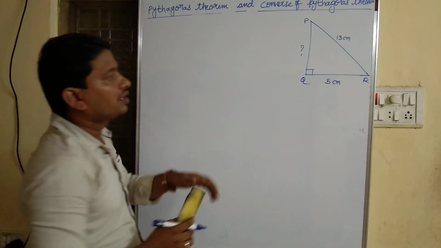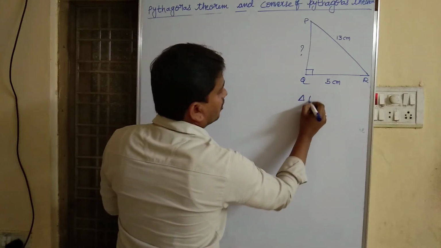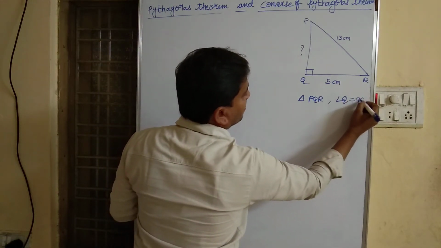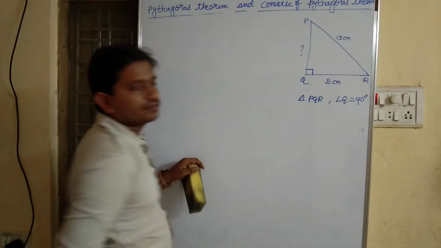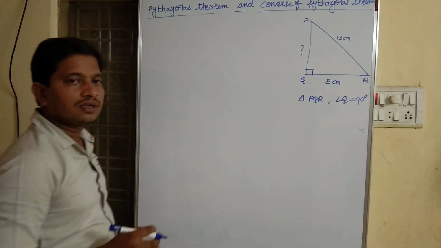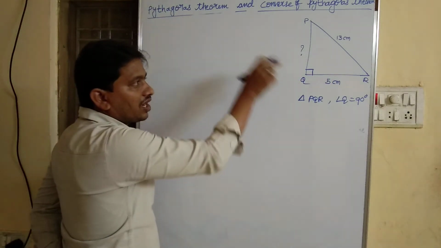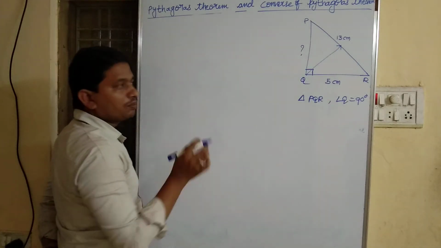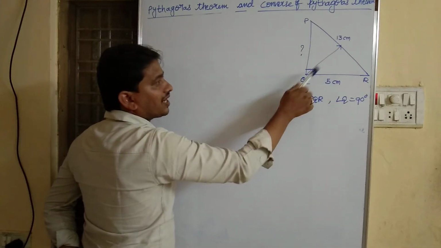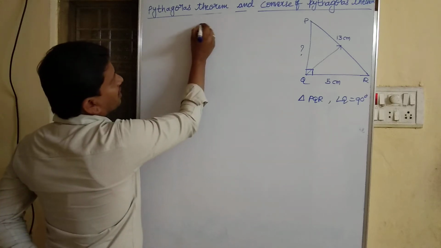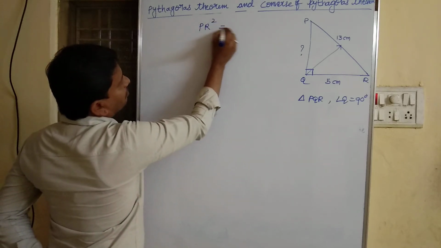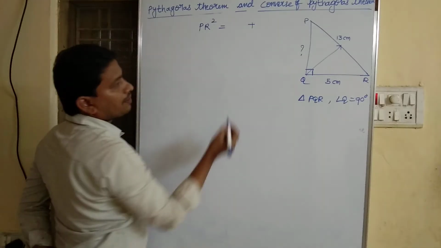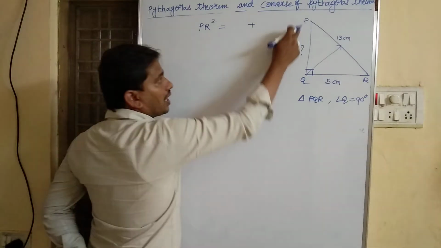As we said, triangle PQR in which angle Q is 90 degrees, I mean which is a right angle triangle. As we know Pythagoras theorem, square of hypotenuse. Here in this case PR is the hypotenuse because it is the side opposite to the right angle. So by using Pythagoras theorem I can say that PR, the square of hypotenuse, is equal to the sum of the squares of the other two sides.